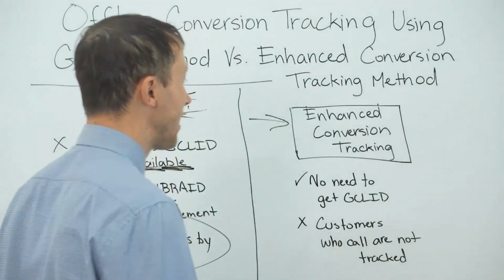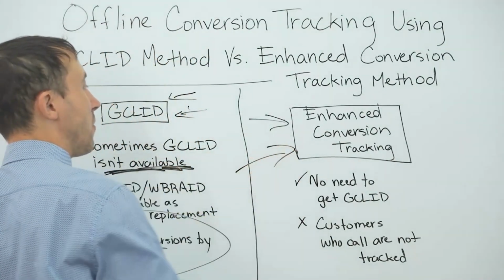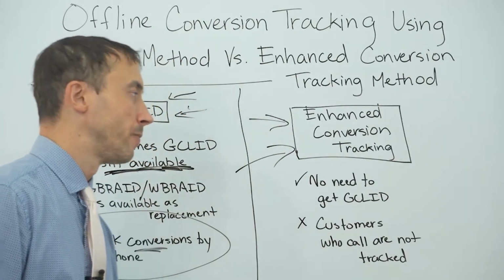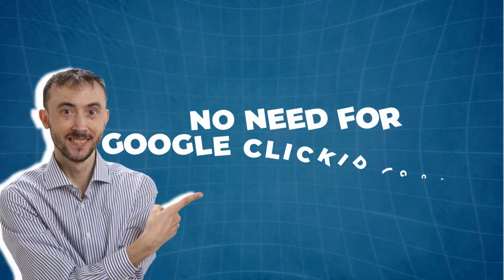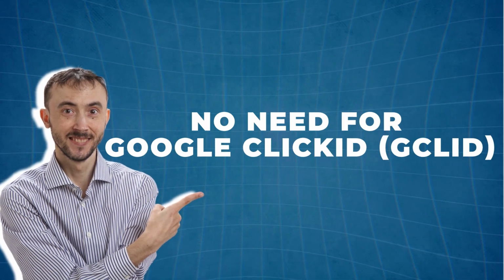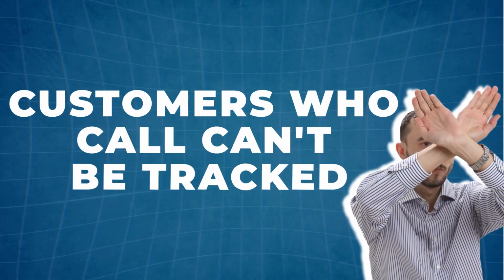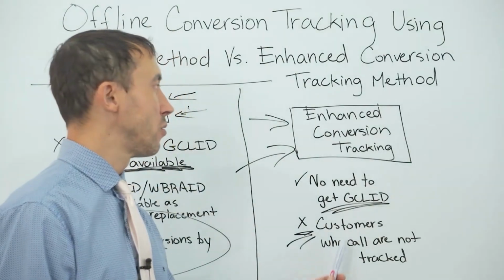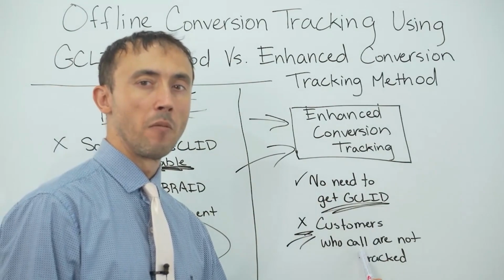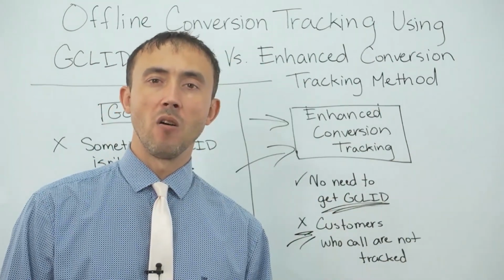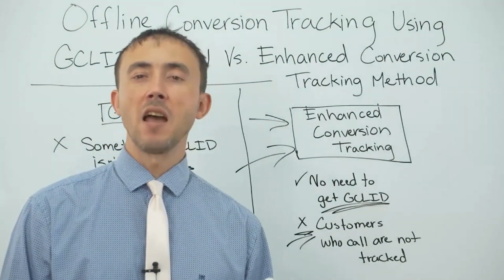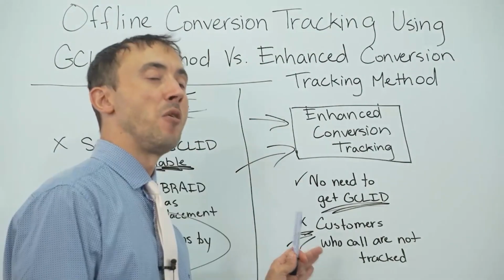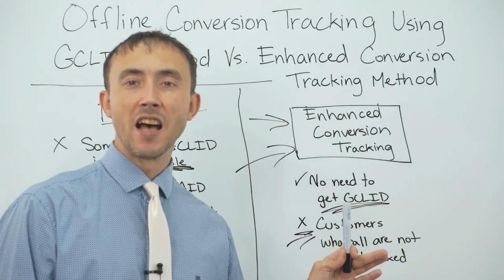So with that said, on the flip side here on enhanced conversion tracking, if you're going to use that to track offline conversions, yes, you can do it. There's no need for a Google Click ID once it's set up. But customers who call can't be tracked. And if Google would simply give us a way to do an enhanced conversion tracking setup where it tracks calls somehow, then maybe this would change. But even then, I believe even if they tried to do that, which is why they aren't doing it yet, it would be very cumbersome in order to set it up.